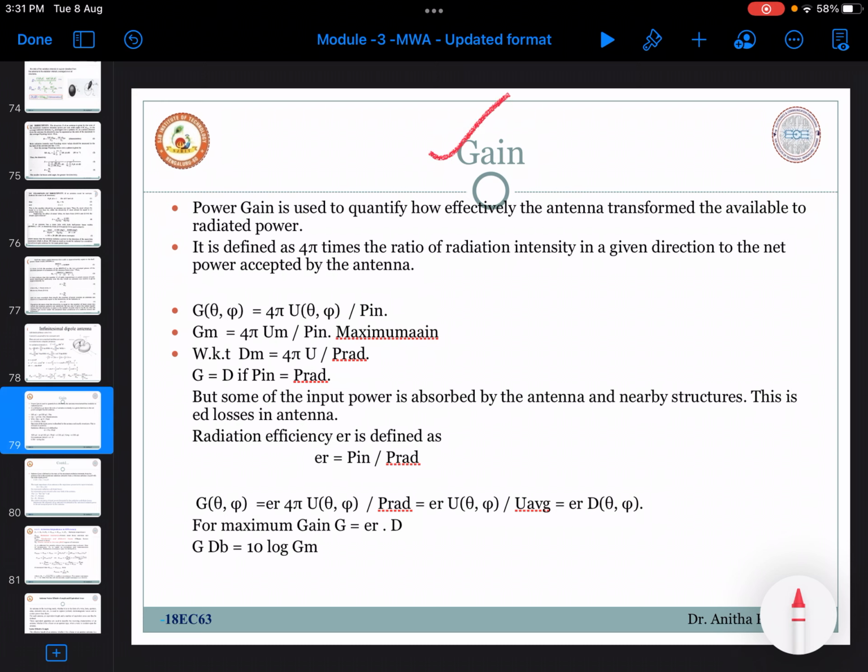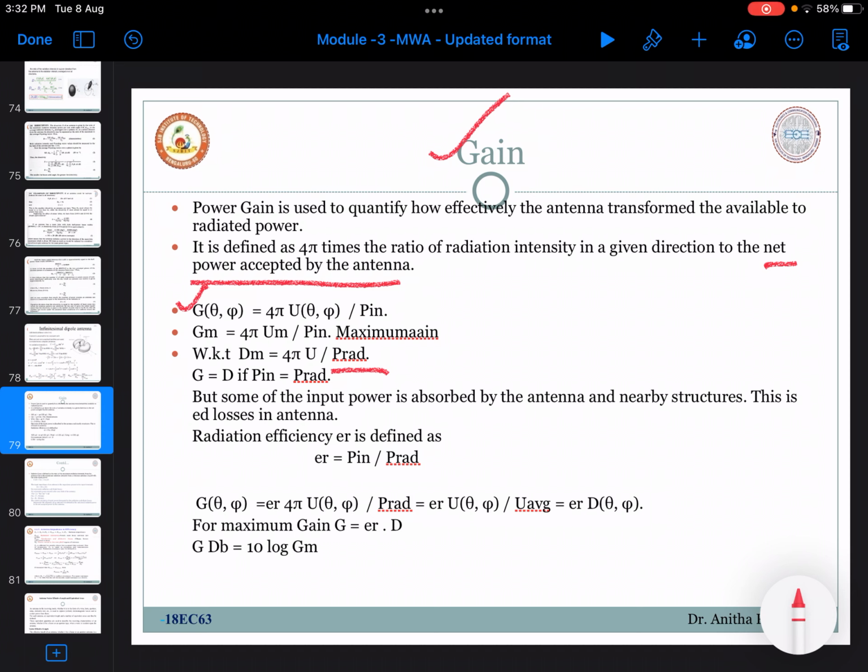Then next we'll define one more parameter called gain. So power gain, the gain of an antenna, is defined as the ratio of 4 pi into U, the radiation intensity in a given direction, to the net accepted power, not radiated power, whereas directivity is with respect to radiated power. That is the major difference. Actually it defines how effectively the antenna is transforming the available power into the radiated power. Are there any losses or not?